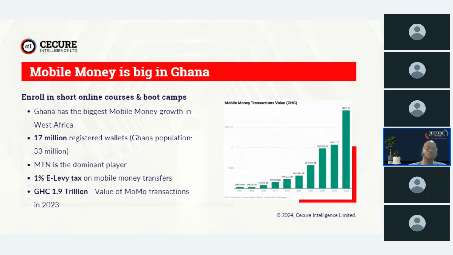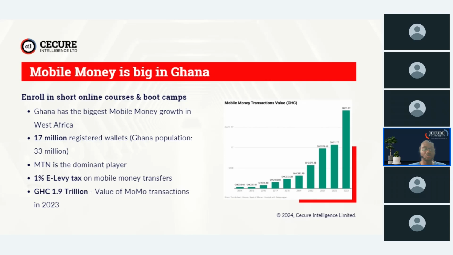And even though there was an introduction of a 1% e-levy tax when it comes to making transfers on mobile money accounts, we still saw a huge growth. If you see the chart on the right, in 2023, there was about 1.9 trillion cedis in value of mobile money transfers alone, if you compare to the previous year. So the traction for mobile money in Ghana is growing big. And in 2024, we're seeing more growth.